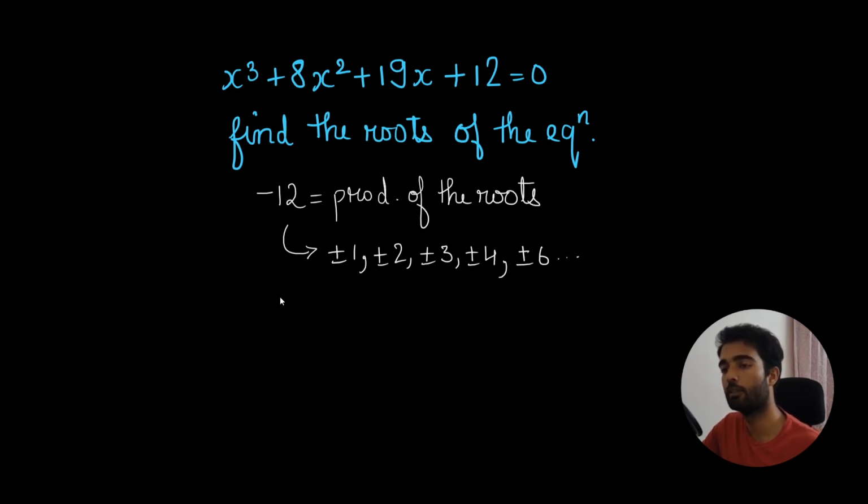Now let's try with plus 1. We see that all the expressions here are positive, so we are not going to get it equal to 0. So we'll proceed to minus 1 and see that minus 1 plus 8 minus 19 plus 12 is equal to 0, which implies that x plus 1 is a factor.